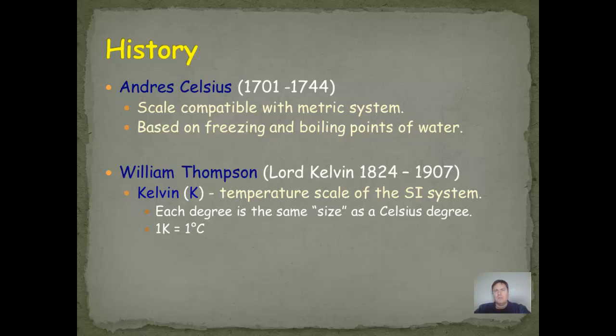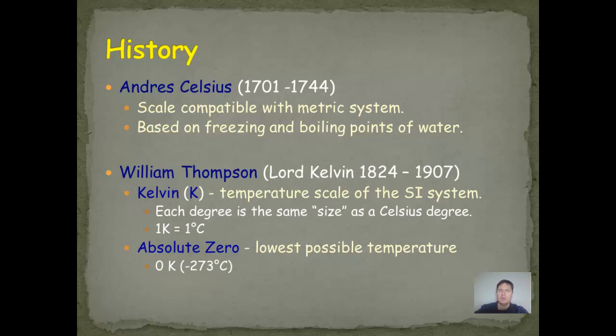Well, to do that, we have to figure out what could be the lowest temperature that exists, and that's what we call absolute zero. Okay, it's 0 kelvins. It's the lowest possible temperature, equal to minus 273 degrees Celsius.